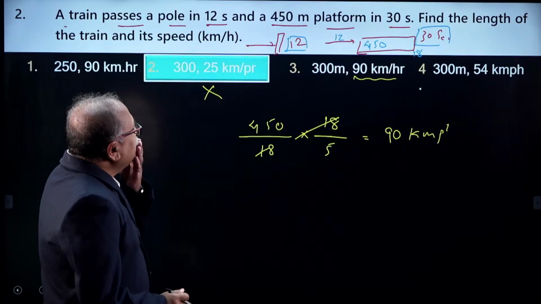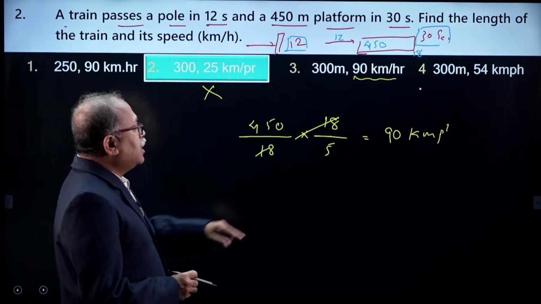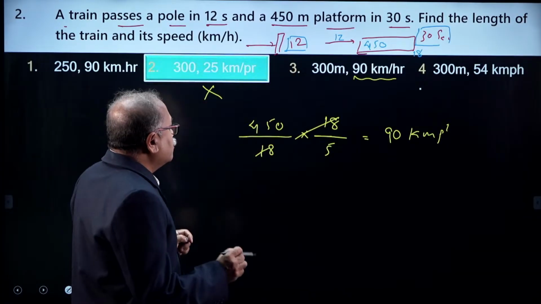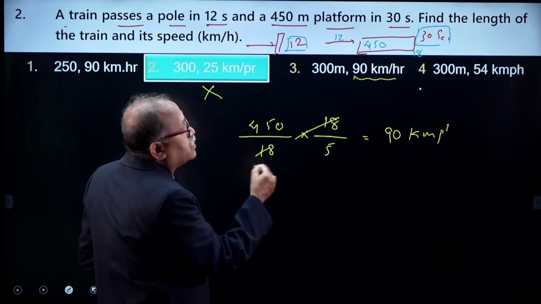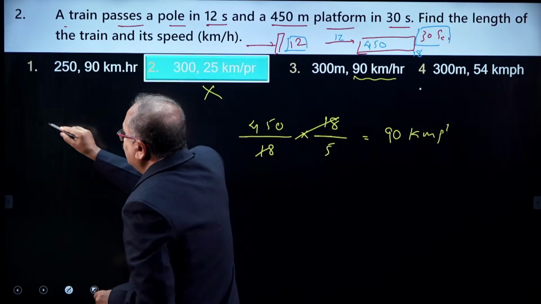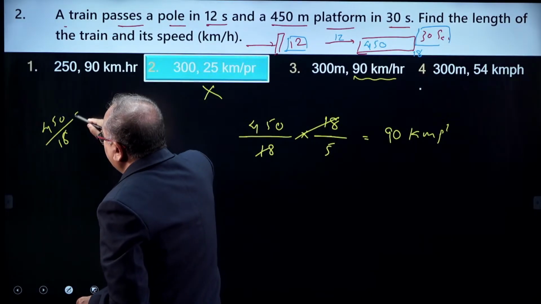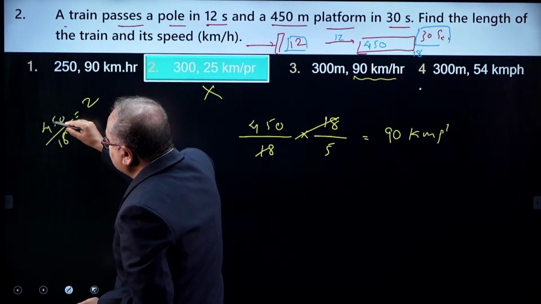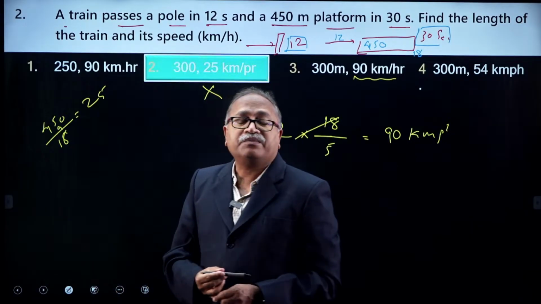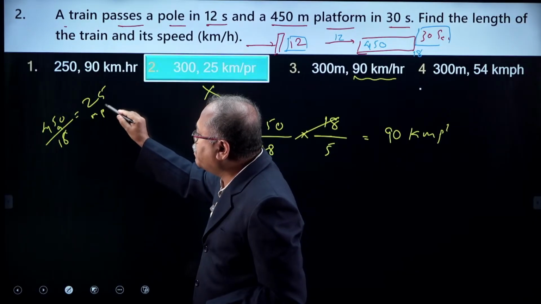Okay. Now, I need to find out the length of the train. So, I know the speed over here. I know the time taken over here. So, what is the speed in terms of meter? In terms of meter, that is 450 divided by 18, and 18 twos are 36, and 5, so that is 25. That means 25 meter per second is the speed.